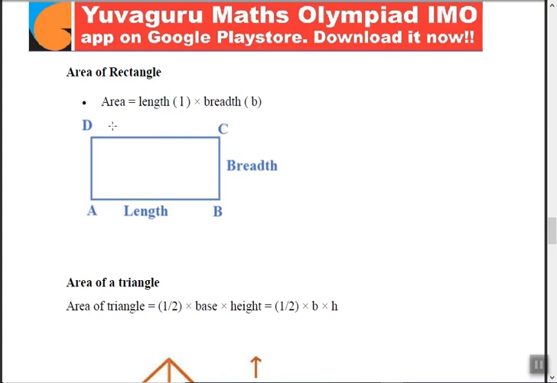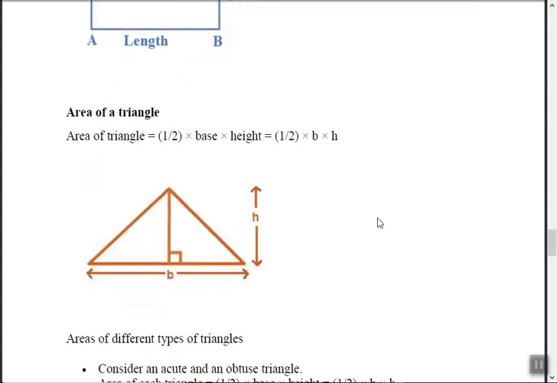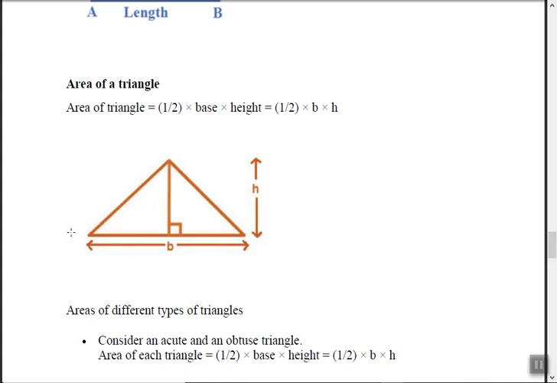Area of the rectangle. This length into breadth. L into B. Area of triangle. Half base, this base into height. This height. So everything will be given to you in the exam, and you will have to just find the area.